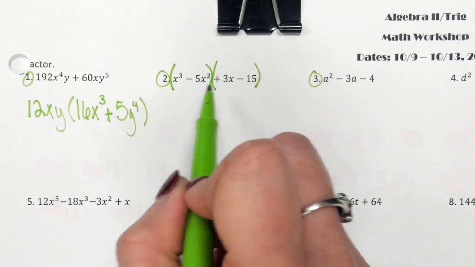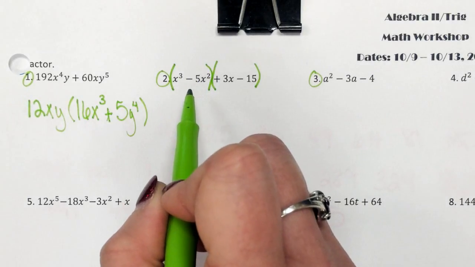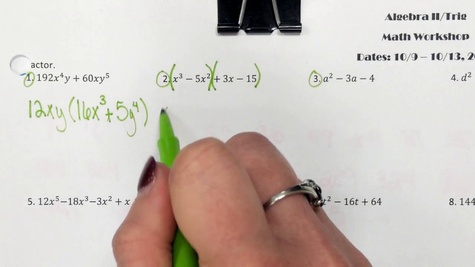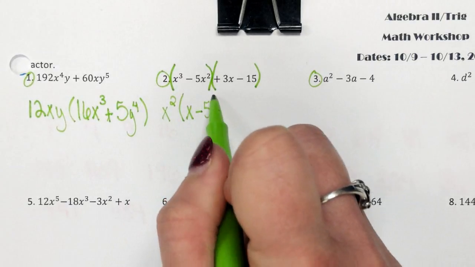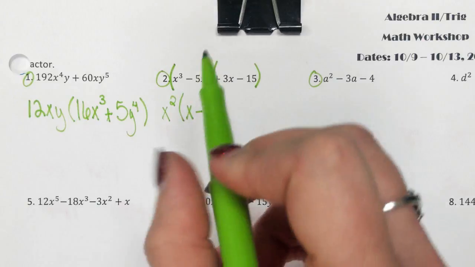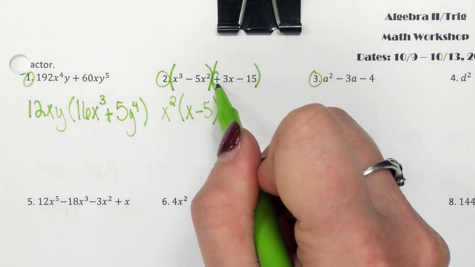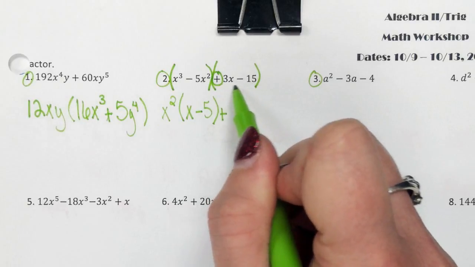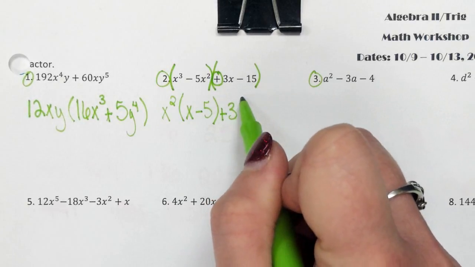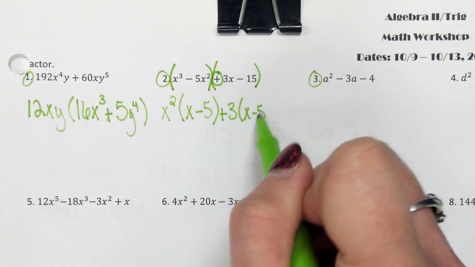All right, what about the first 2? What do the first 2 have in common? X squared. There you go. All right, so that leaves you with X minus 5. Then this guy right here is really important. You got to bring a plus sign. What do these 2 have in common? 3, and that leaves you with X minus 5.